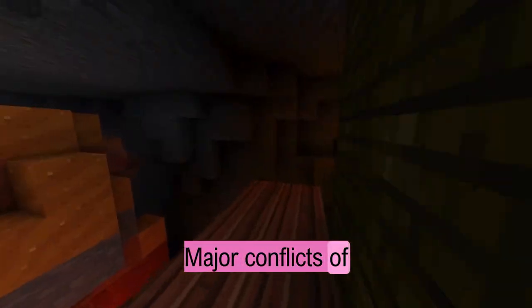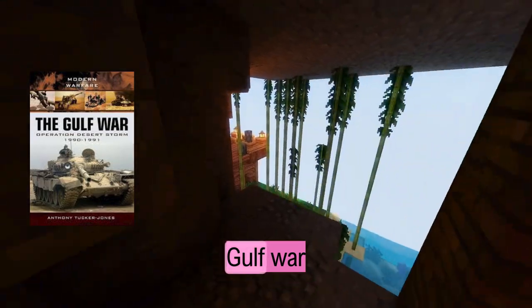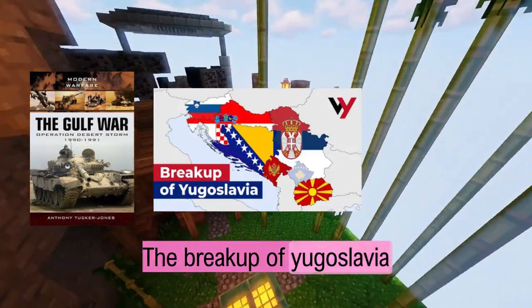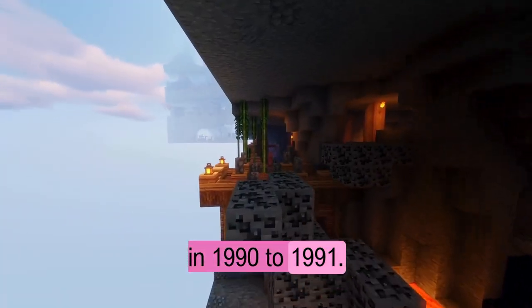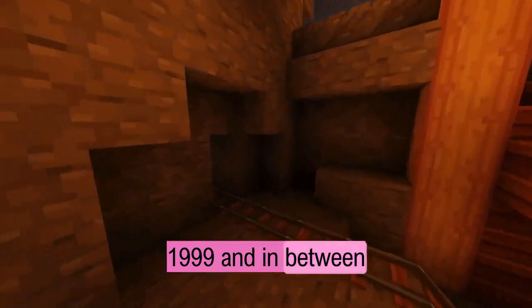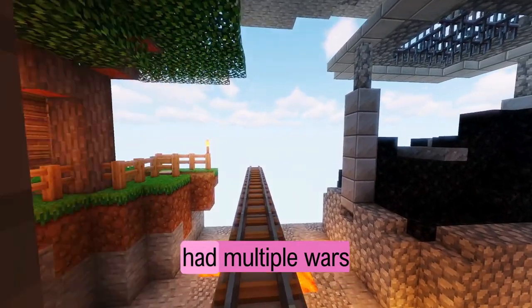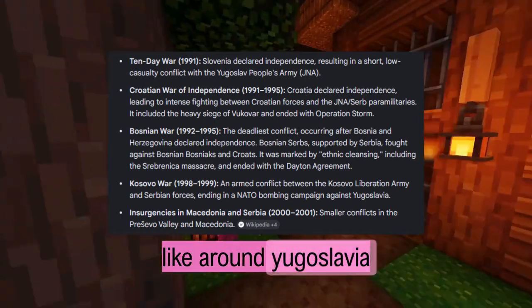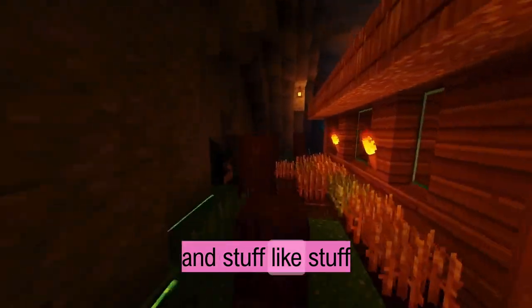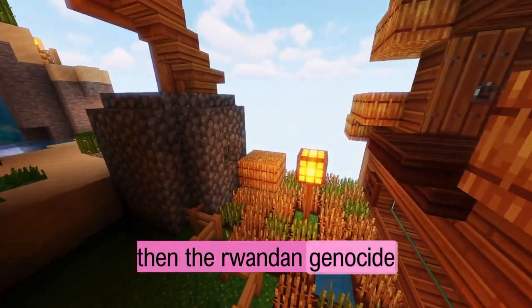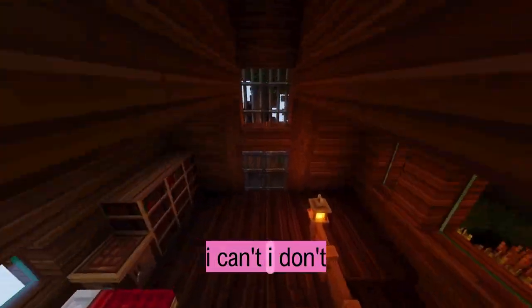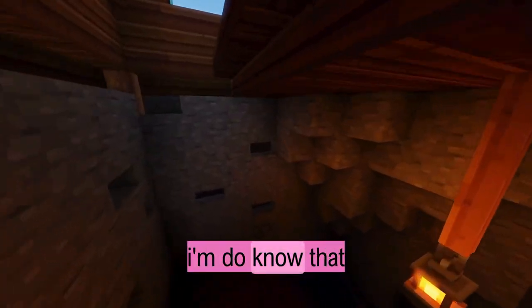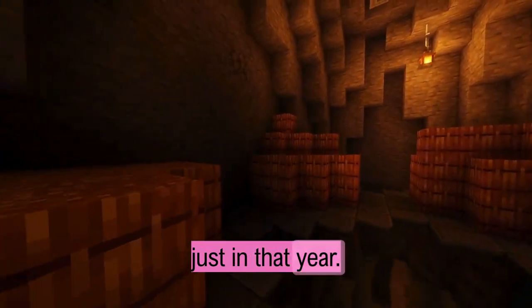Major conflicts of the 1990s were the Gulf War, the breakup of Yugoslavia, and the Rwandan genocide. So the Gulf War was in 1990 to 1991. The breakup of Yugoslavia was in 1991 to 1999, and in between that 8-year period, it had multiple wars inside Yugoslavia and stuff like that. And then the Rwandan genocide was in 1994, and I don't know how long it lasted, but I do know that it was in 1994. I don't know if it was just in that year.